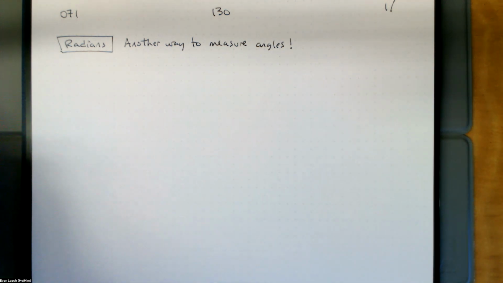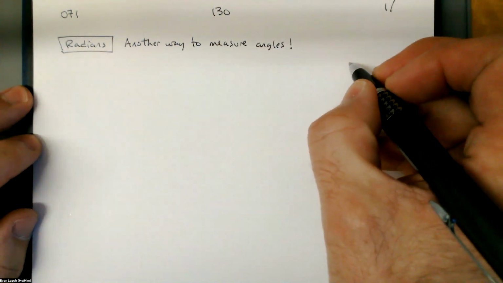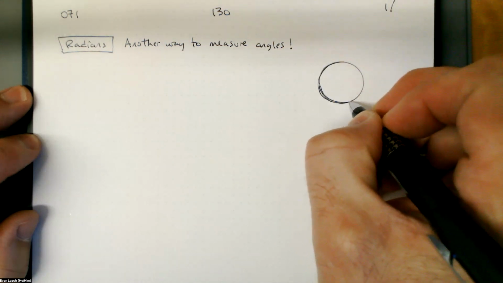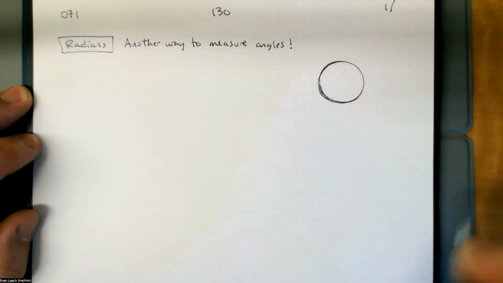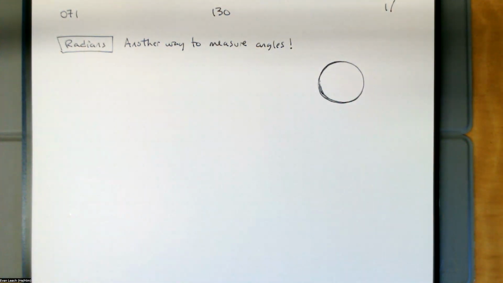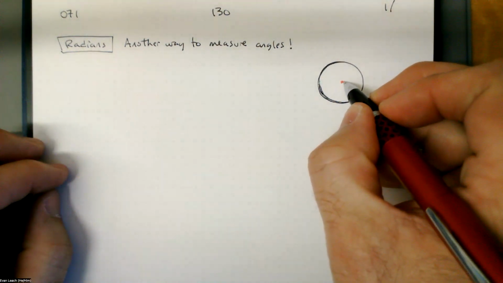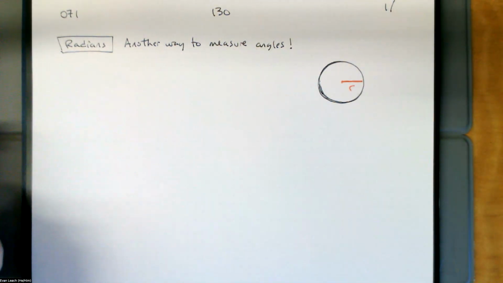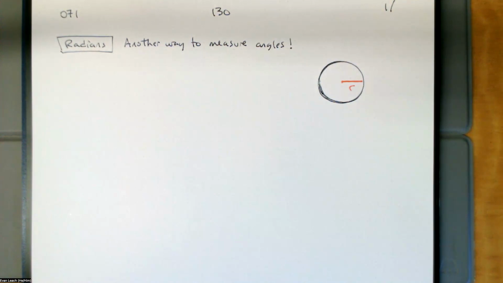So here's how we define radians. We take a circle, and the circle has a particular radius. Let's call it R. We take a line segment of length R, and we start wrapping it around the circle.